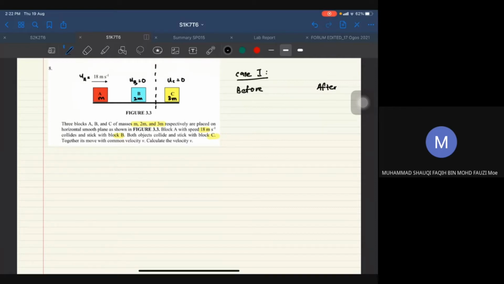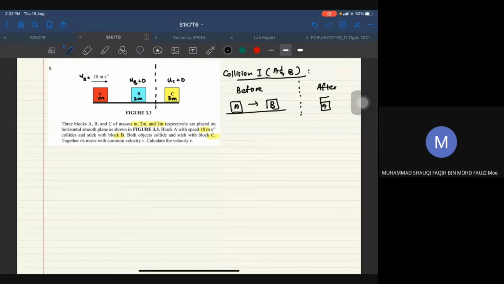For the first situation, if you read this question, A hits B, and then they stick together, and then B hits C. So there are two collisions. I change this one to collision 1, collision 1 between A and B. So the before: A, B. Afterward, they move together.